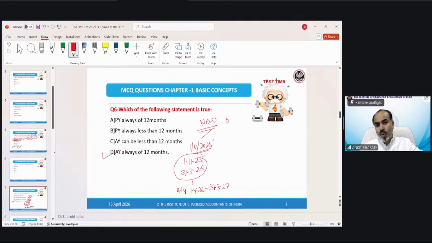Even if you are an old business, or we can say existing business, in that case, your previous year would be from 1st April 25 till 31st March 26. And the assessment year would remain the same. So, previous year could be less than 12 months or up to 12 months. But assessment year will always remain of 12 months. So, the correct answer is D.